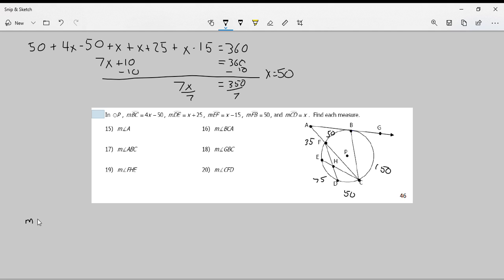So we're going to say the measure of angle A is equal to 1/2 the major, well, it's not a major arc, the bigger arc minus the smaller arc. Well, again, 150 minus 50 is 100, and 1/2 of 100 is 50. So the measure of angle A is equal to 50 degrees.